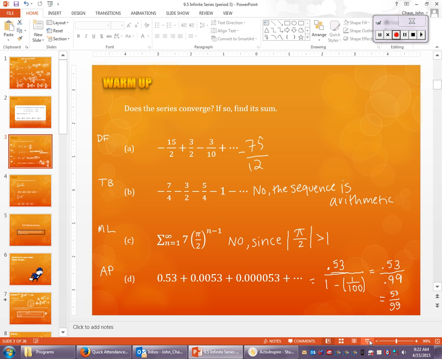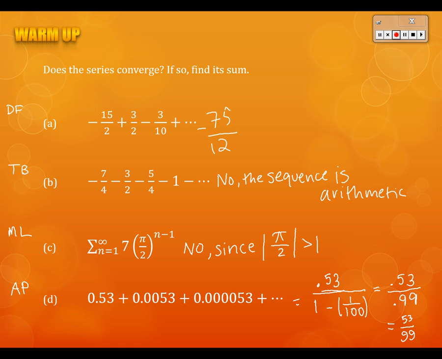We're especially going to emphasize the explanations here, because it won't be as obvious. Okay, so you did a nice job on the warm-up. All of these were either geometric or arithmetic, so it's nice, right? We know everything about the situation if it's geometric or arithmetic.